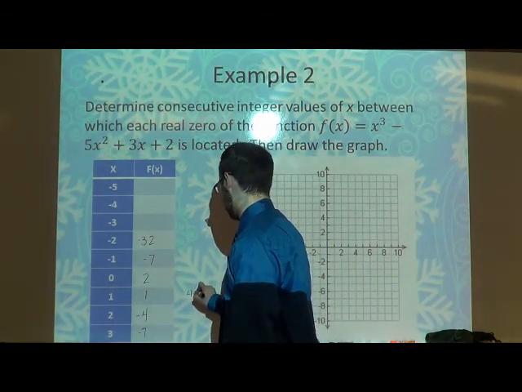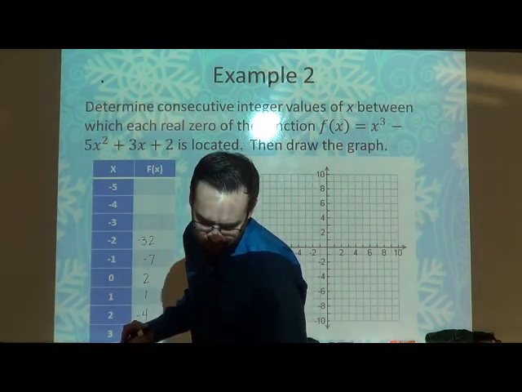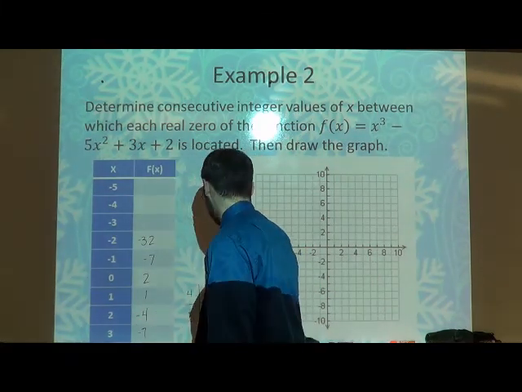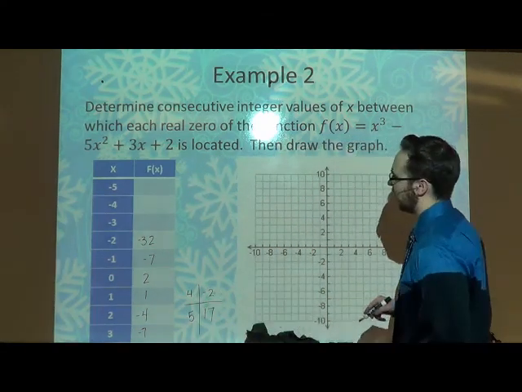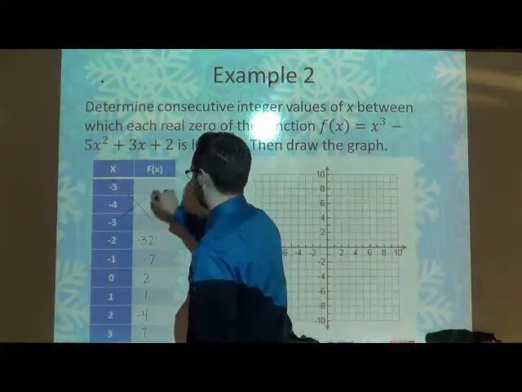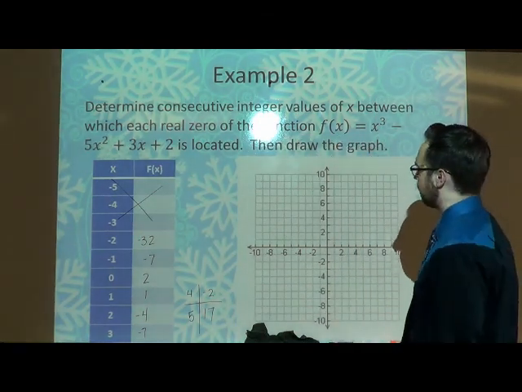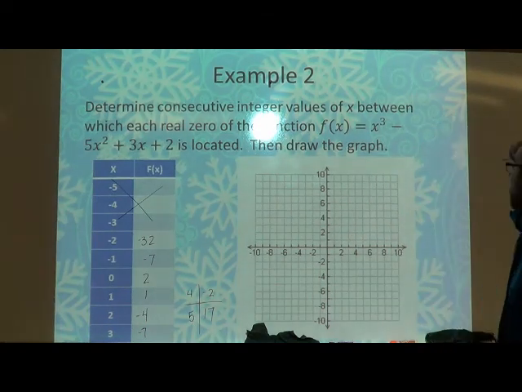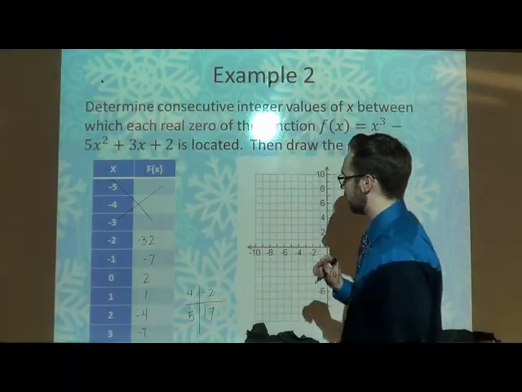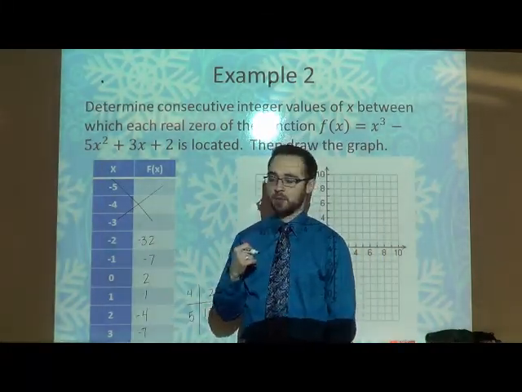So then if I have 4 and 5, 4 gives us the value of negative 2, and 5 gives us 17, because there's another sign change in there. So you can ignore those first ones, because it just goes really high and it's not really worth our time. So what we're looking for, so this is determining consecutive integer values of x between which each real 0 of the function occurs. So we're looking for where does it change from positive to negative or negative to positive.